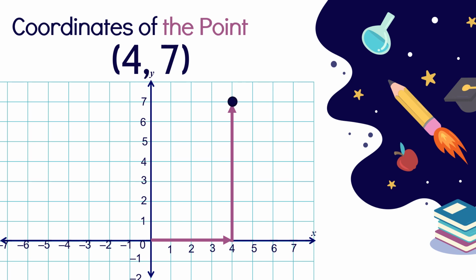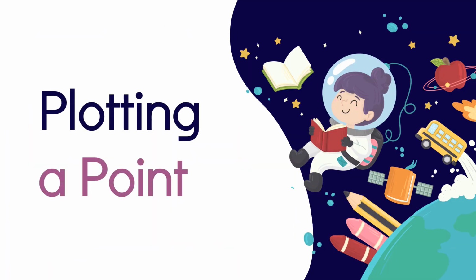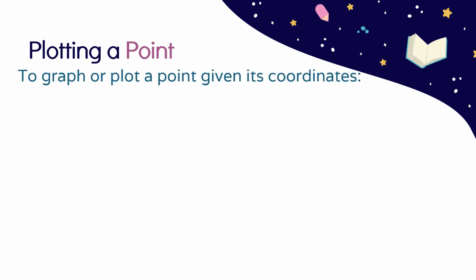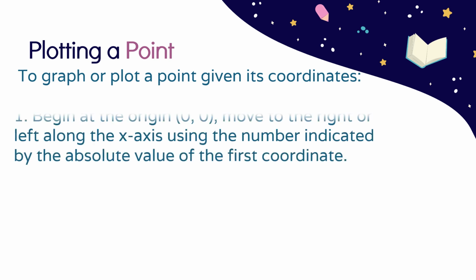So we must place a dot on that point. You can say that you have plotted or drawn the point (4, 7). That is what we call plotting a point. In plotting a point, we can graph or plot a point given its coordinates.